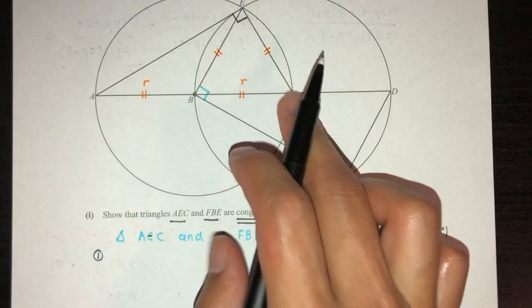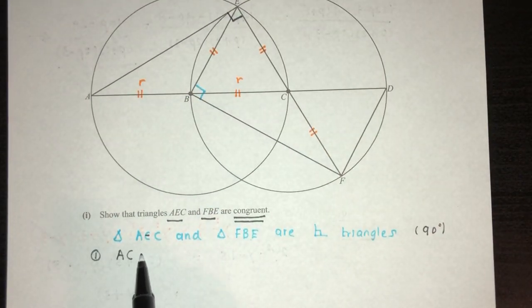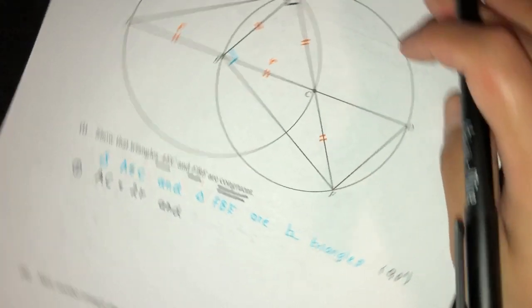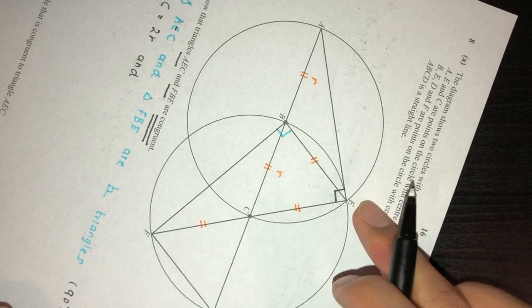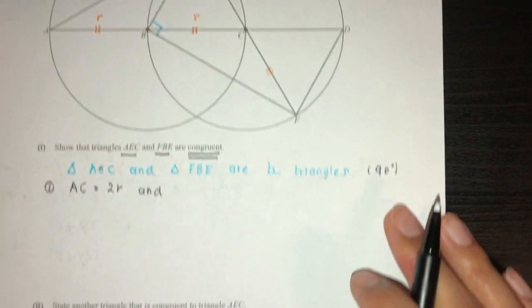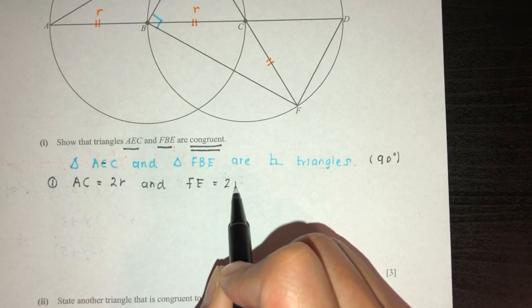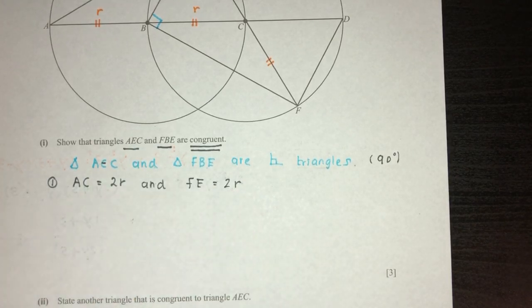AEC, I can write AC is equal to 2R, and correspondingly, if you look at this, FE is also equal to 2R. So that's my first point. FE is also equal to 2R. That's the first side I've shown they are equal.